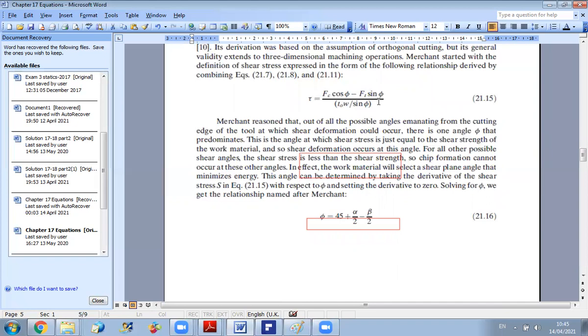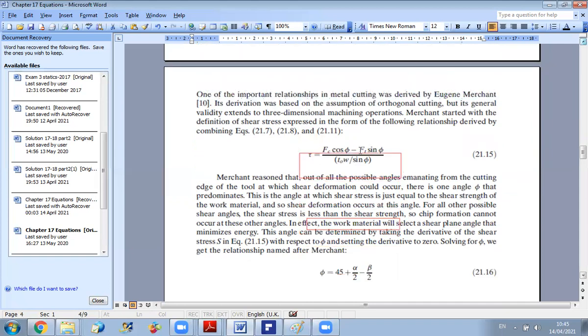Now, a scientist called Merchant did some experiments, and he reasoned that of all the possible angles emanating from the cutting edge of the tool at which shear deformation could occur, we can find just one angle that will be optimal. So he tried to see what the optimal value of the shear angle is for the best cutting operation. This is the angle at which the shear stress is just equal to the shear strength of the work material, and so shear deformation will occur at this angle.